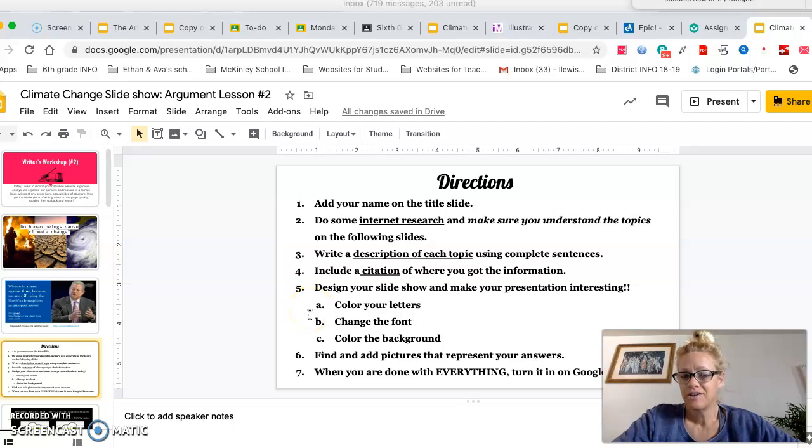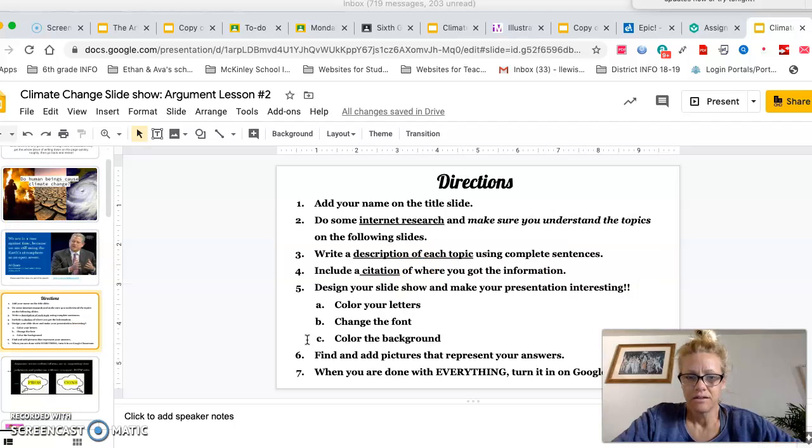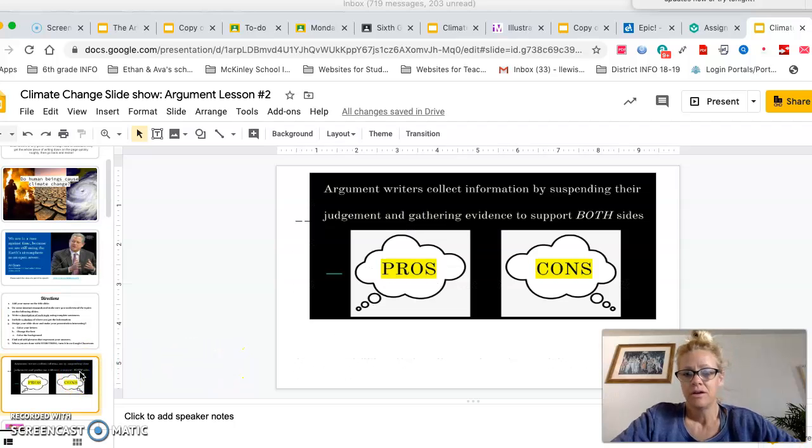Make sure you use colors and different fonts and color the background to make it really interesting and fun to look at, just like you like. And find and add pictures that represent your answers. So find pictures that go with what you're saying to make it interesting. And when you're done with everything, you're going to turn it in on Google Classroom. Okay, so those are your directions, and you want to make sure you can come back to them if you forget what you need to do or you need a little bit of help.